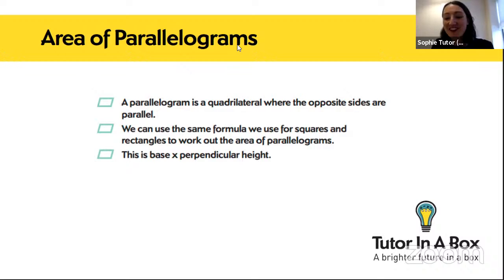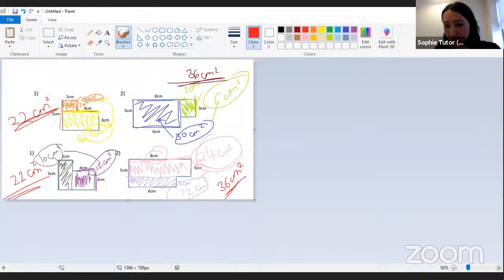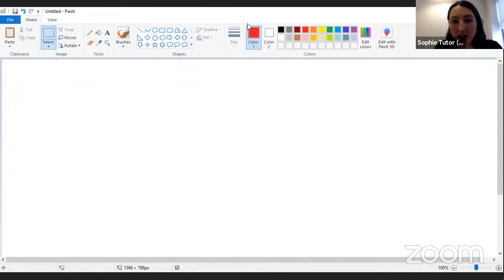So as always, if you are stuck, confused, not sure, please do let me know. But the task here is to draw a shape. So any shape you like: square, rectangle, L shape, triangle, parallelogram, and work out the area. Okay, so draw a shape and work out the area of it. And while you're doing it, I'm going to have a go. So I am going to draw a shape. So this is going to be my shape.